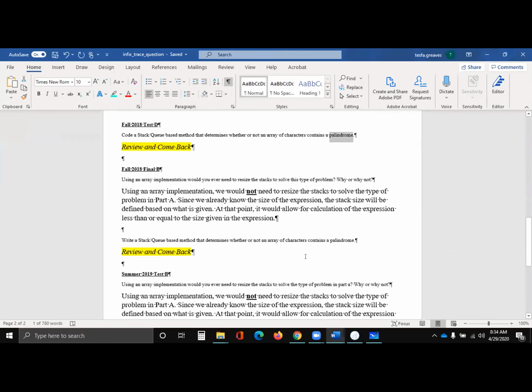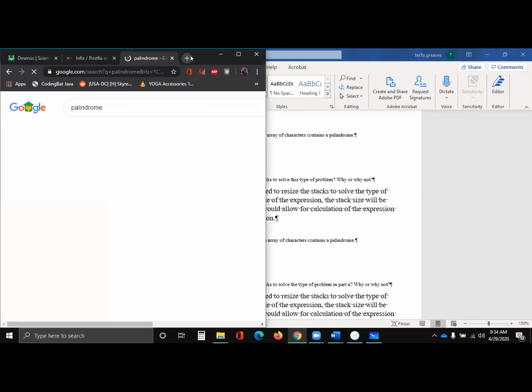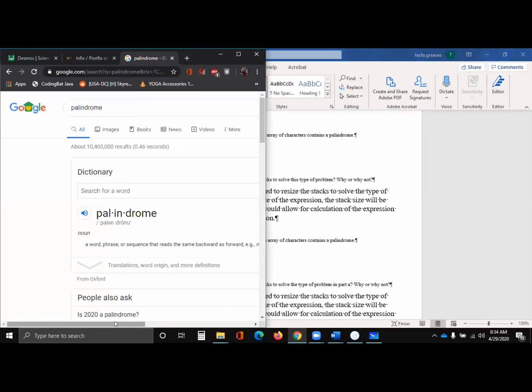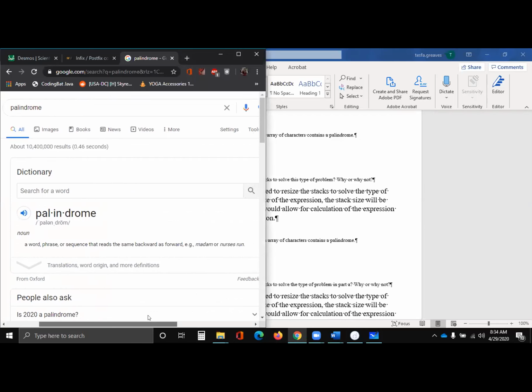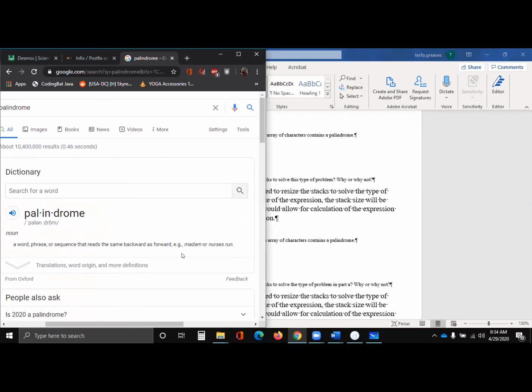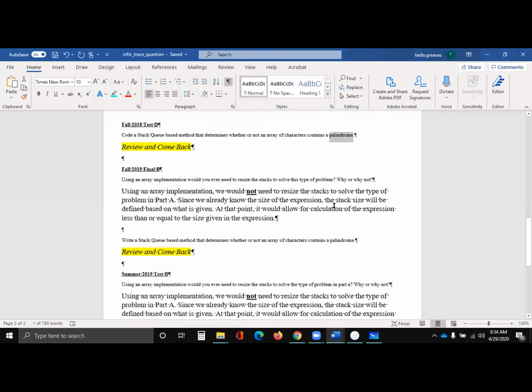I don't want to get you mistaken about what a palindrome is. A palindrome is a word, phrase, or sequence that reads the same backward as forward. Example, madam or nurses run. Like race car. If you spell race car backwards, it's race car. Nurses run is the same thing backwards. Madam is the same thing backwards.